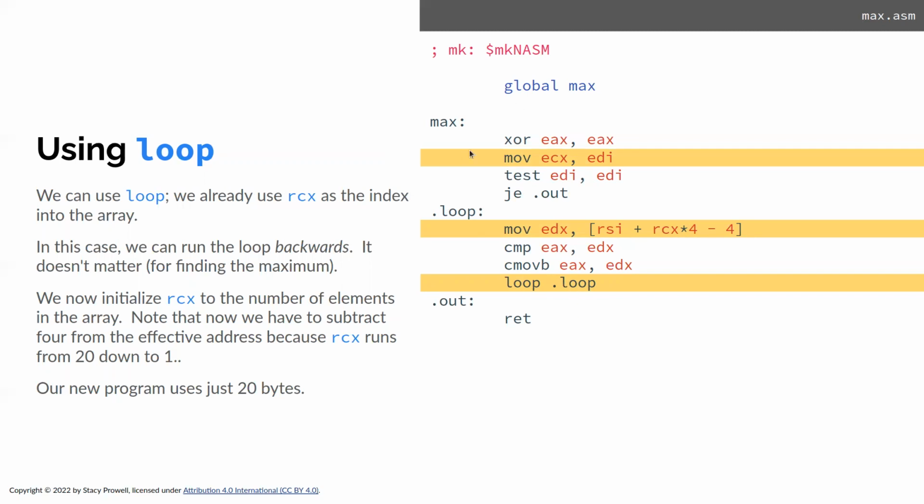So there's my new code. And I was able to do this because I recognized that I could run the loop backwards. Why didn't the compiler do this when it was optimizing it? It didn't know it could run the loop backwards. All it knew was we told it to run the loop forward, and that's what it did. All right, the new program uses just 20 bytes. It's really tiny.